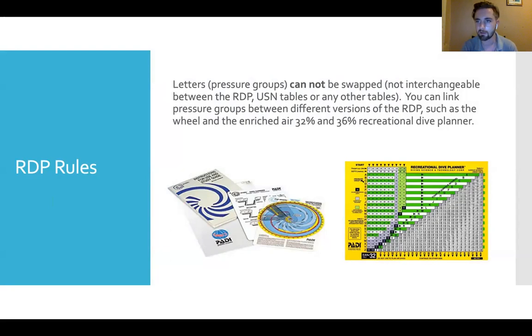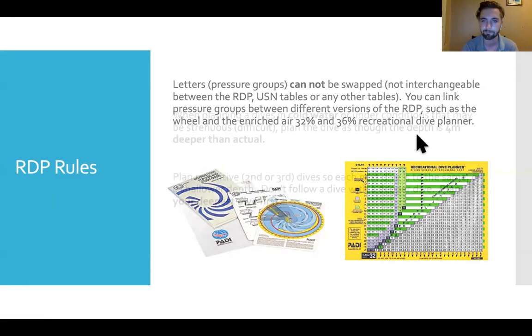So if you planned an air dive with an RDP table and then wanted to move on to a nitrox dive, you could directly do the calculations and switch over to an RDP nitrox table. The common ones you get are the 32%, the 36% tables. I've never had the pleasure of using one, but even if you manage to find one of the old wheels, you could actually cross-reference pressure groups between that and an RDP table.